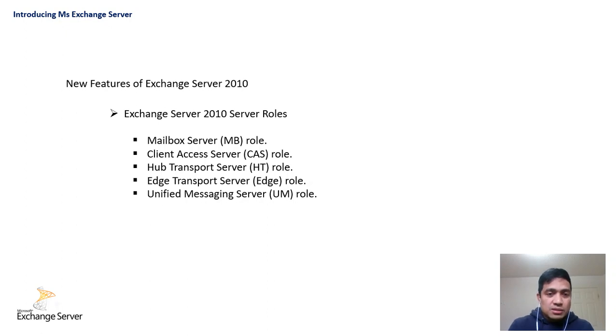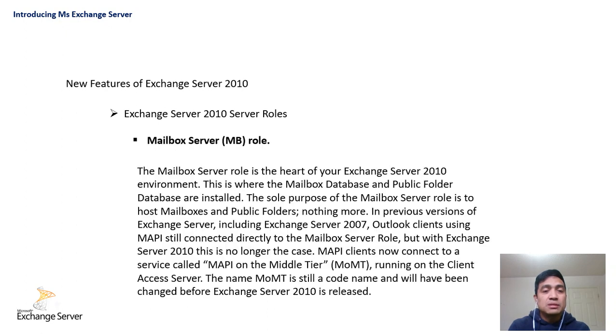Okay, Exchange Server 2010 server roles. We can see from the screen that there are five Exchange server roles: mailbox server, client access server, hub transport server, edge transport server, and unified messaging server, or UM. So these are the five server roles for Exchange. Let's discuss them one by one.